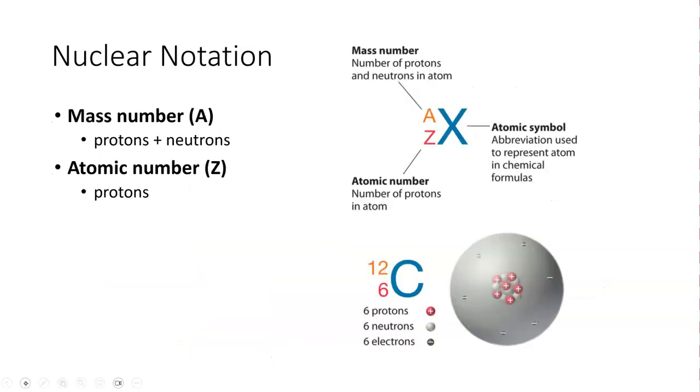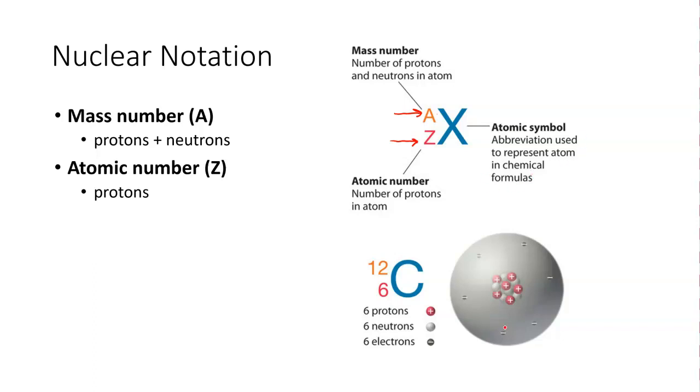So to review the notation we use here, mass number is the number of protons and neutrons added together, and the atomic number is just protons. The mass number is here on top, and then the atomic number here. The Z comes from a German word that just means number, but that's what the A and the Z notation mean. And then X here is just symbolizing the abbreviation for the atom in the chemical formula.